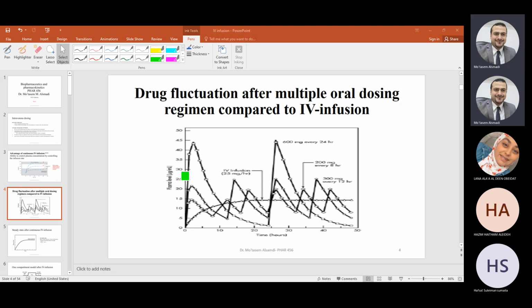What about if I'm talking about this time point here? 20 hours. At 20 hours, you have drug coming from the 5th dose, right? And the remaining drug coming from the 4th, the 3rd, the 2nd, the 1st, right? So always you have this residual drug coming from previous doses.